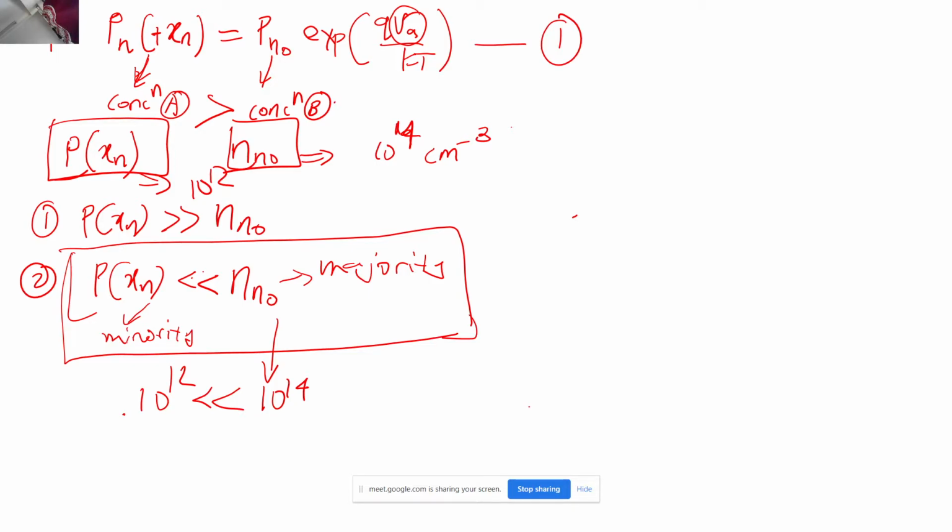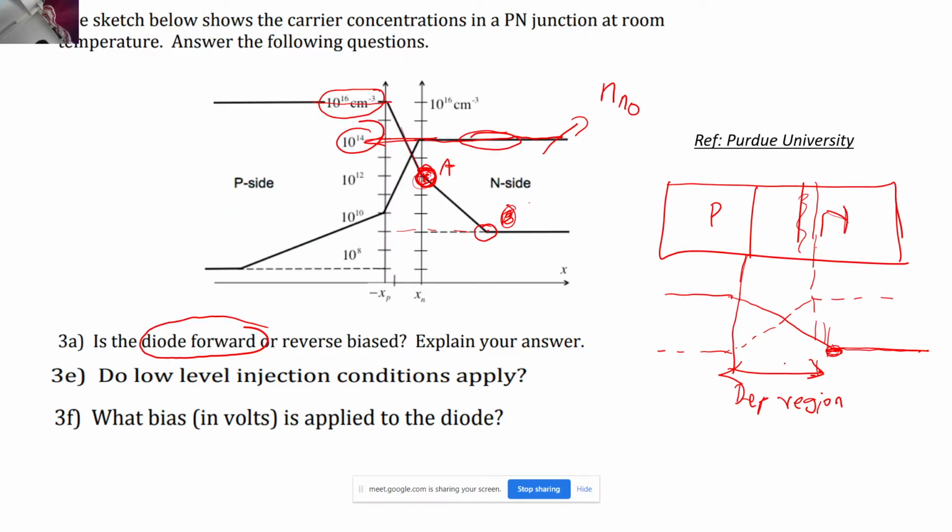So all the formulas that have been derived from the partial differential equation for carrier diffusion will be valid, and we can use those formulas for solving any numericals we have further on this question. So yeah, the low level injection condition will prevail. And the third question is, what bias is applied to the diode?